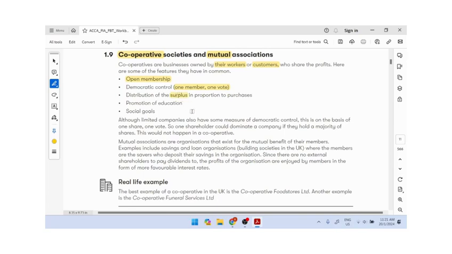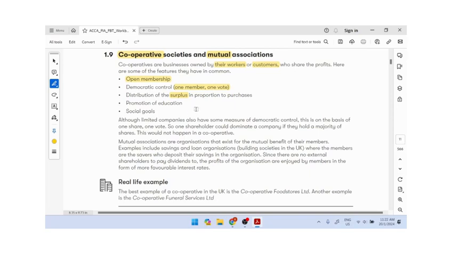Distribution of the surplus in proportion to the purchases means, like I mentioned just now, when the farmers get higher benefits because they remove the middleman, then the additional amount will be distributed among the farmers. How they distribute depends on your contribution. If you contribute more, you get more. Contribute smaller, you get lower. Promotion of education, they will improve knowledge sharing. And then the social goals, they also want everyone to have a better standard of living. So the key point here is one member, one vote. Remember, one member, one vote.